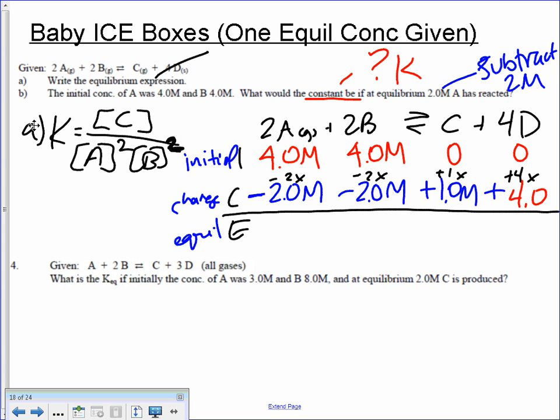Okay, at equilibrium, what do I have? 4 minus 2 is what? 2 molar. What do I have here? So 1 molar and then 4 molar. Which of these is irrelevant? I made us do it, but we actually don't need it because it's not important here.